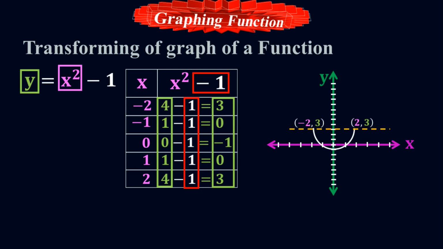This is what happened when I changed my original function. My new graph changes its place from the old place to the new place. This is the new graph based on this equation, x squared minus 1. This is called transforming of the graph of a function, to transform the graph from the old place to the new place when you do some changes to your original equation. By doing changes to your original function, it automatically affects your graph.